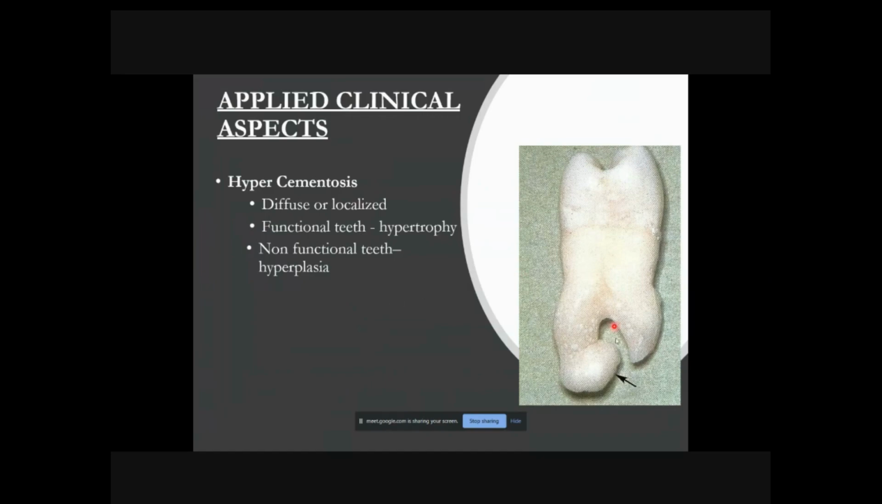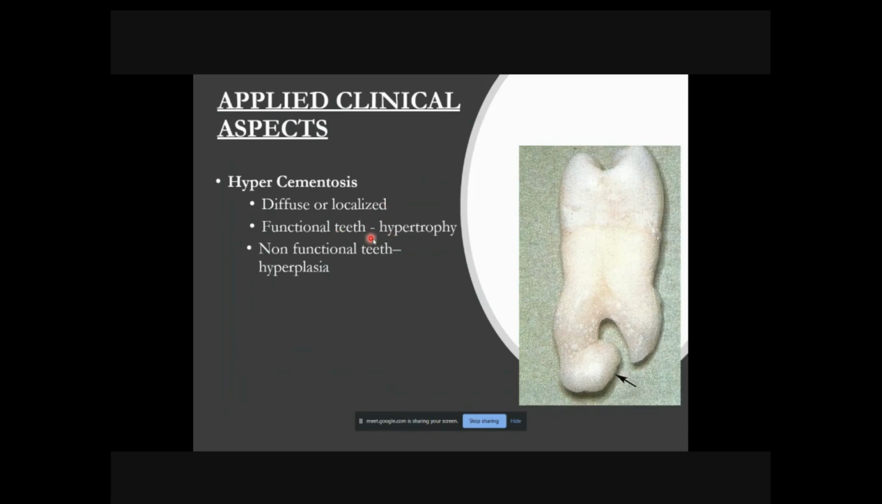I told you excessive deposition of cementum at the apices, to compensate for the occlusal wear, is called hypercementosis. So this hypercementosis can either be diffuse or localized. Localized means it is in one tooth, whereas diffuse means it's in all teeth, okay? So you just apply it like that.